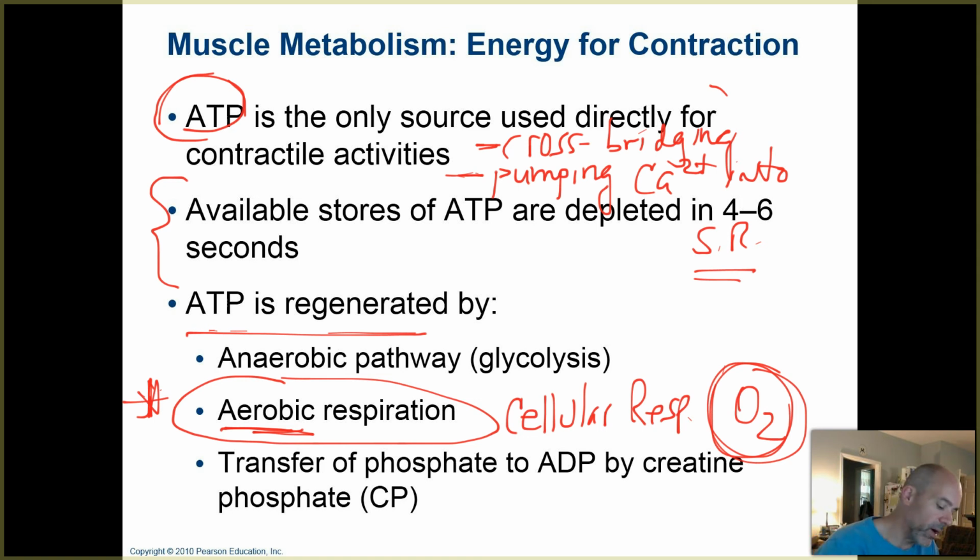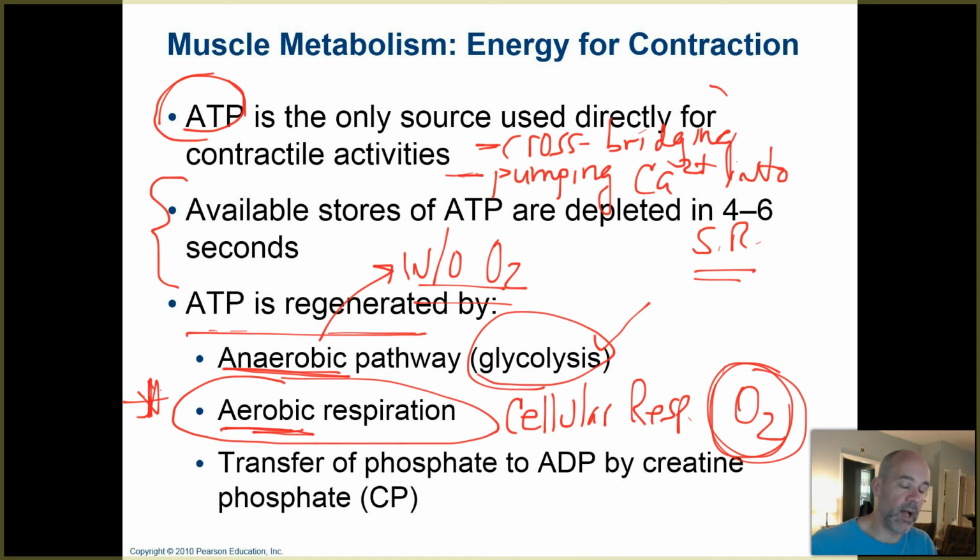There is an alternative, a couple of alternatives though, and one of those is called the anaerobic pathway. Anaerobic means without O2. It's a process called glycolysis. Glycolysis also happens in cellular respiration, but if you do this anaerobic pathway, as you'll see, you stop after glycolysis. You don't make as much ATP as we'll see, but you can do this very quickly.